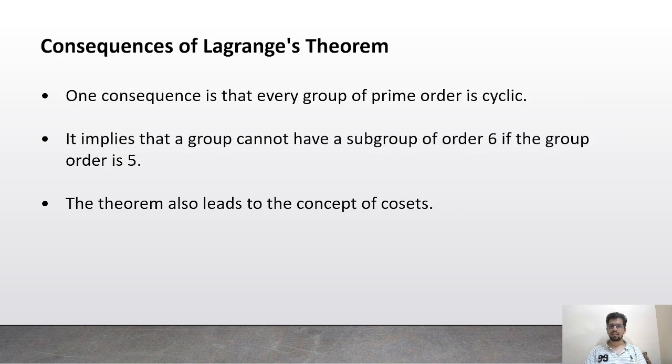Consequences of Lagrange's theorem. One consequence is that every group of prime order is cyclic. It implies that a group cannot have a subgroup of order 6 if the group order is 5. The theorem also leads to the concept of cosets.